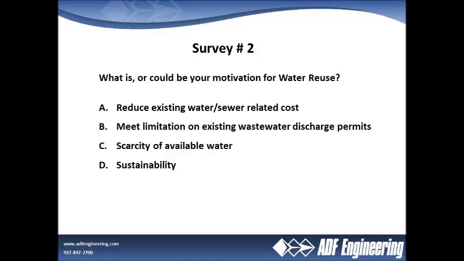All right, so it looks like about 1/3 of the participants are saying that they're doing this to meet the limitations on existing water and wastewater discharge permit. Another 2/3 are saying it's driven by cost, to reduce the cost. So it's in line with what we typically see out there when we are talking to customers and designing their water reuse programs.